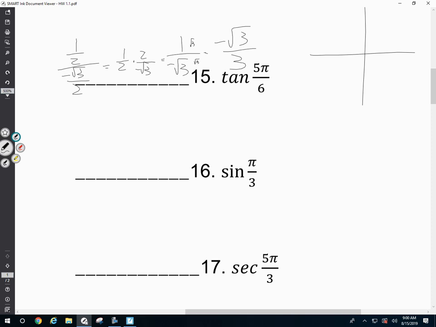Sine of pi over 3. Pi over 3 right here. So 60 degree, taller 30, 60, 90. Sine, the longer side, is the vertical side. So sine is opposite, that's the longer side. That's the root 3 over 2.